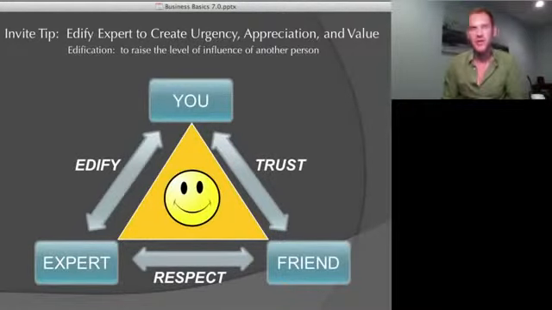Okay, so this is called the edification triangle. I'm going to help you understand what all this means, and then how it really can help your business a ton. Okay, so now between you and your friend here, you can see you have trust. I would assume between you and your friend and family, there's a level of trust. They know that you wouldn't invite them to something that isn't worthwhile.